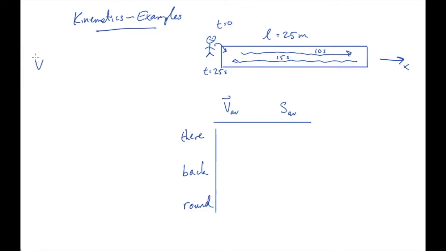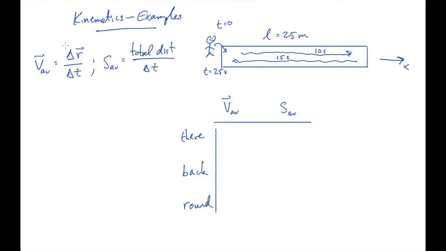Average velocity is defined as the displacement over the time. This is a vector, so it's going to have two bits of information to it, a magnitude and a direction. Average speed is the total distance that we travel divided by the time. So every step or every foot that you travel along the way is going to count for average speed. When it comes to average velocity, only the change in position matters.